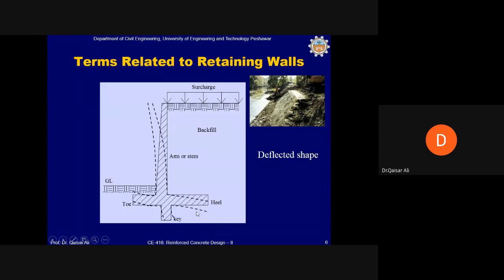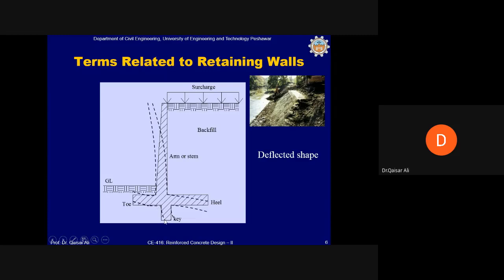The key will be pushed back because the whole retaining wall, if it tends to move forward, the key will be pushed back. And the retaining wall itself will bend forward with tensile stresses at the back side of the retaining wall on the backfill side. In the heel, the tensile stress will be produced in the upper side of the heel. In the toe, the tensile stress will be produced on the lower part of the toe. In the key, the tensile stress will be on the front side of the key, not on the back side, the front side of the key.